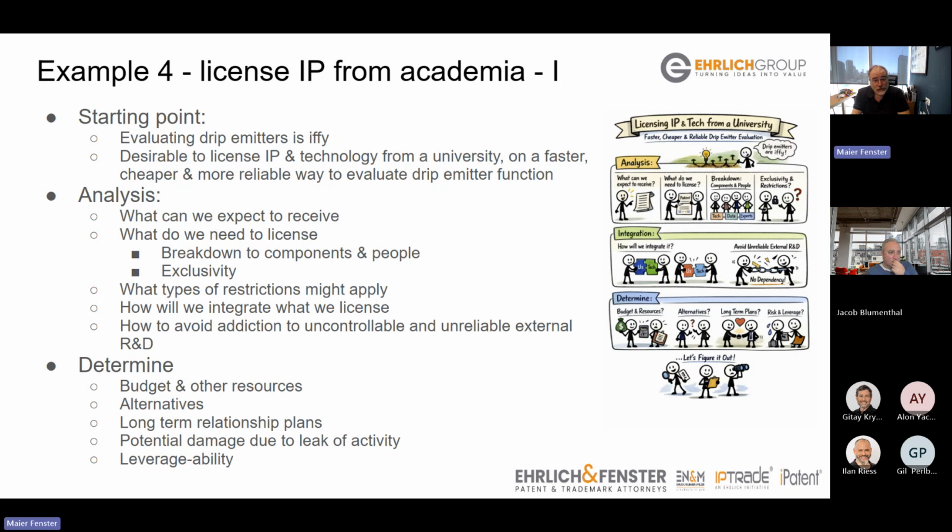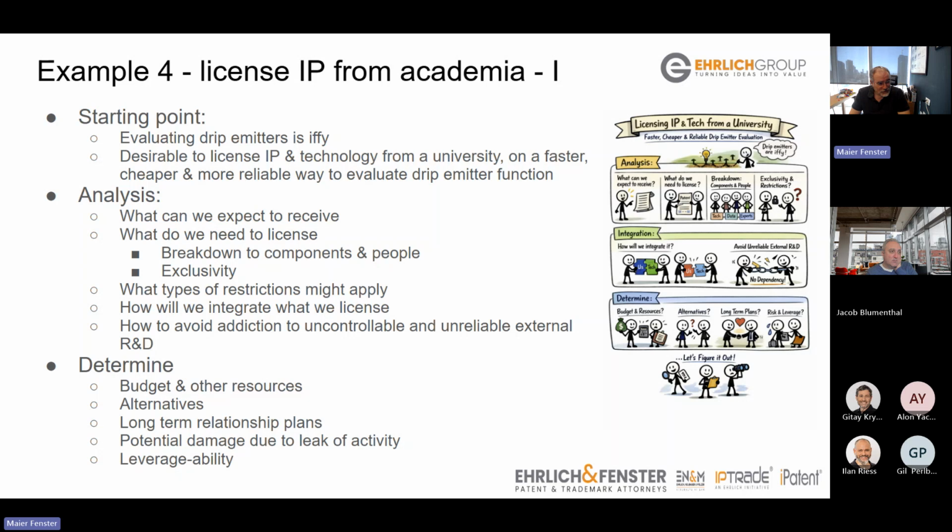Okay, let's talk about analysis. What do we expect to get from the university versus what do we need in order to license it? Part of it is components, and part of it is people. We need to have these people working with us. Part of it is exclusivity. It doesn't help us if we get the technology, or maybe it does, but also one of our competitors does.